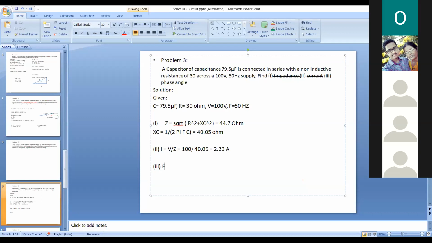Phase angle. Phi is equal to tan inverse of XC divided by R. Tan inverse, sine inverse, anything you can take. 53.16 degrees. Okay.